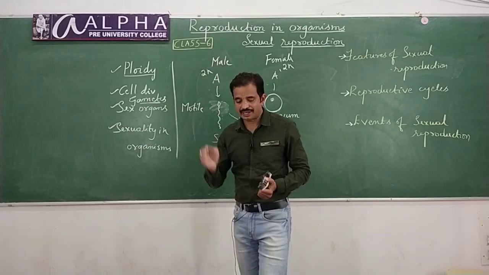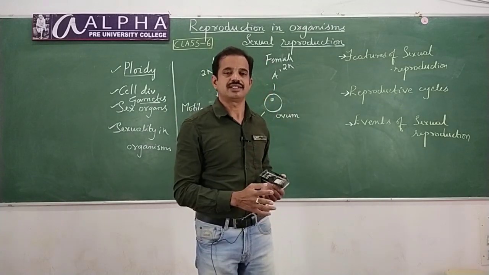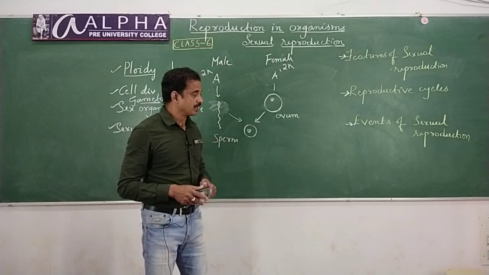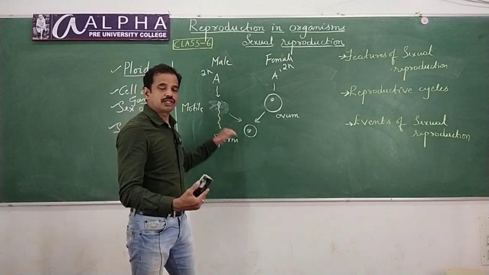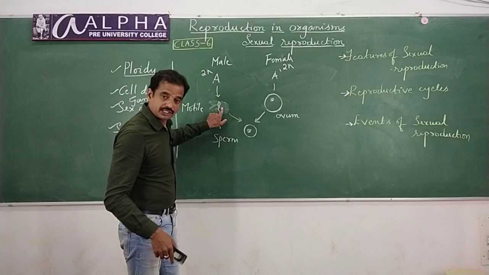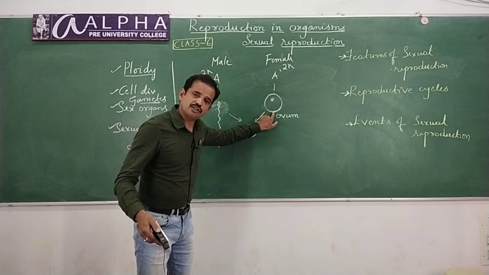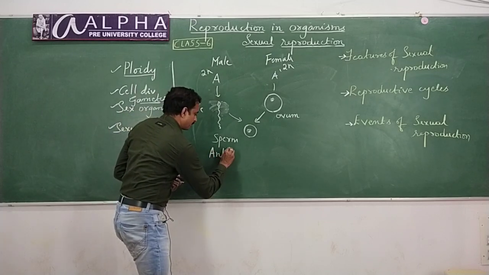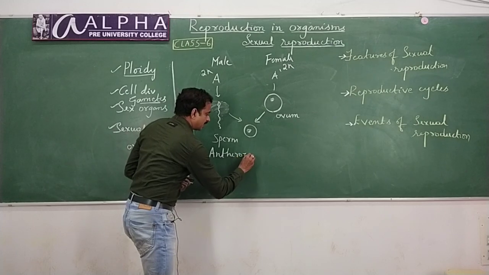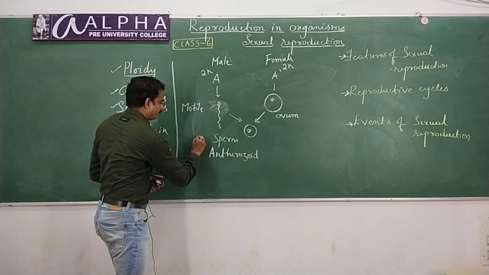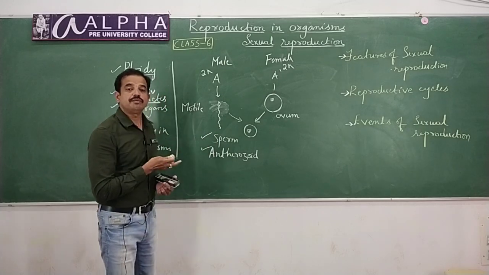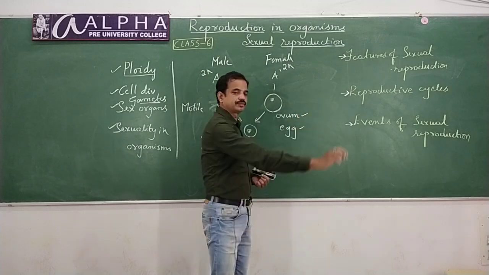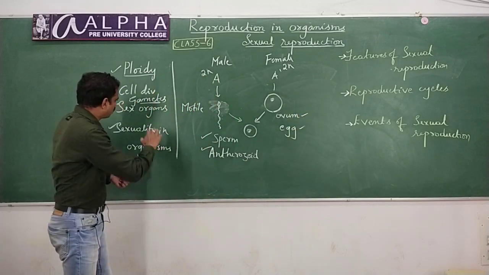What are gametes? Gametes are haploid sex cells which participate in the process of sexual reproduction. In animals, the gametes we have considered are the sperm and ova. In plants, like a sperm, there will be an antherozoid. A sperm or antherozoid is a male gamete. Here the ovum or egg is a female gamete.